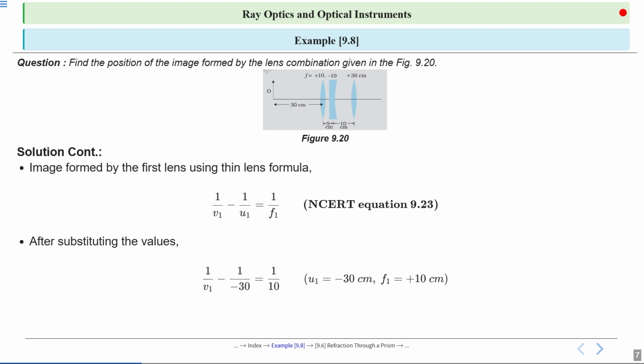Object distance is measured against the direction of incident light. That's why it is taken as negative according to sign conventions. And focal length for a convex lens is taken as positive, because the focus is on the other side of the lens, and when we measure the focus, we measure in the same direction as the incident light. That's why f1 is equal to 10 centimeter. Now solve this equation and find v1, the position of the image formed by the first lens.